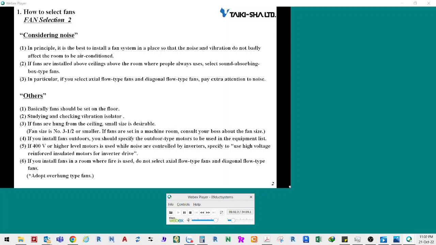If you install fans in a room where fire is used, select overhanging type fans to discharge the air. Do not select any fans, such as axial flow type fans, whose bearings are along the path of the airflow. If you use an axial flow type fan with bearings inside, oil adheres to the bearings when the air is discharged by the fan, so you will have a lot of trouble cleaning it.